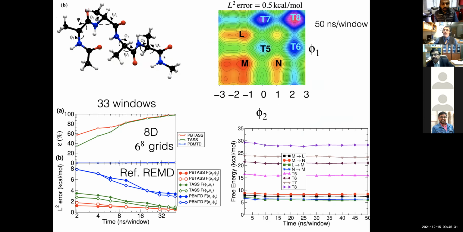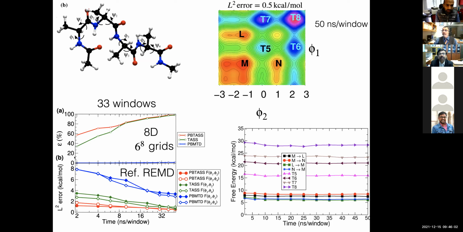So this is an example of alanine pentapeptide. We have 8 collective variables, and these are various projections of this 8D surface. What I'm showing here is the exploration efficiency, which I have calculated before, where the 8D surface has been decomposed into 6 by 6 by 6 by 6 by 6, like 6 power 8 grid points, and basically counting how many grid points are visited as a function of time.